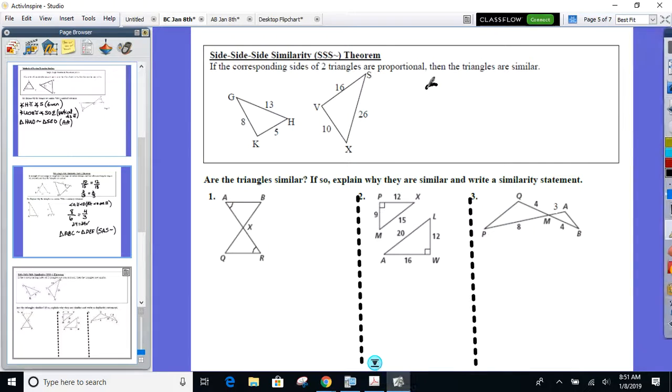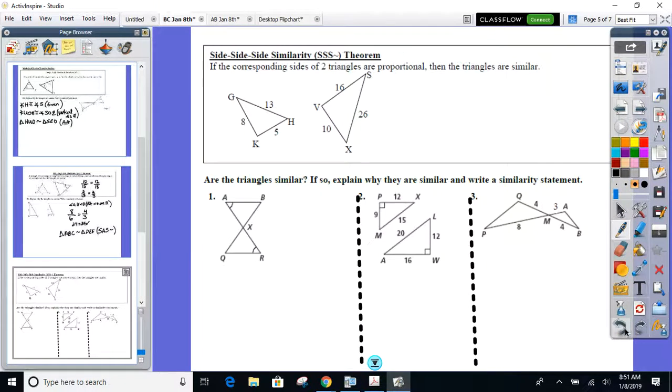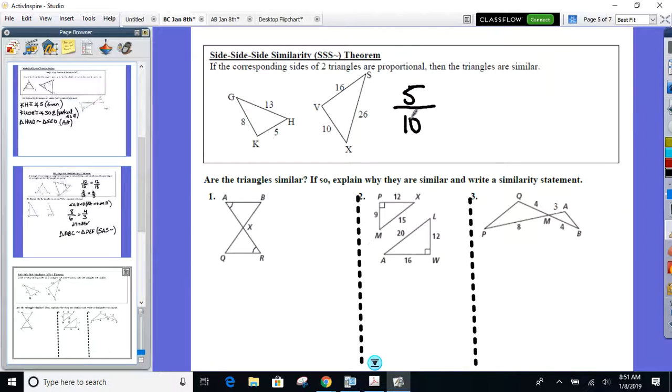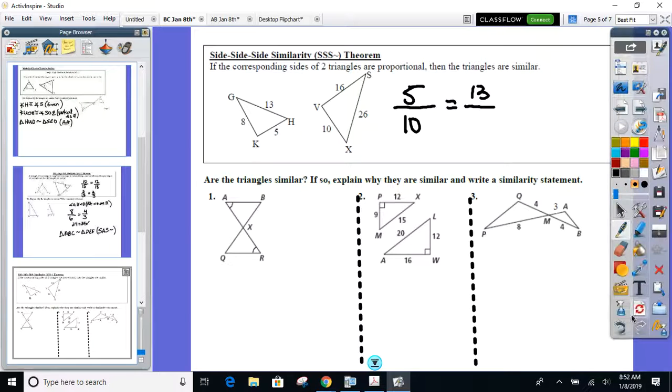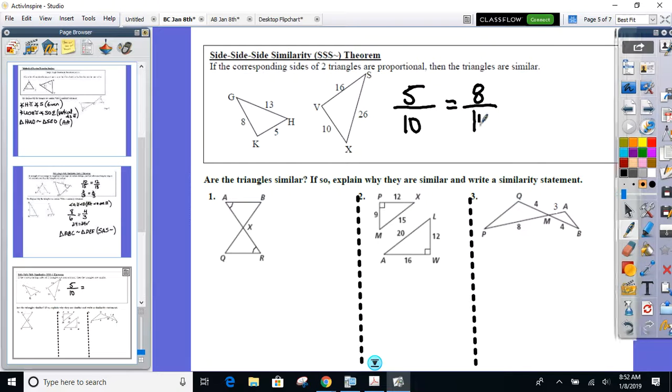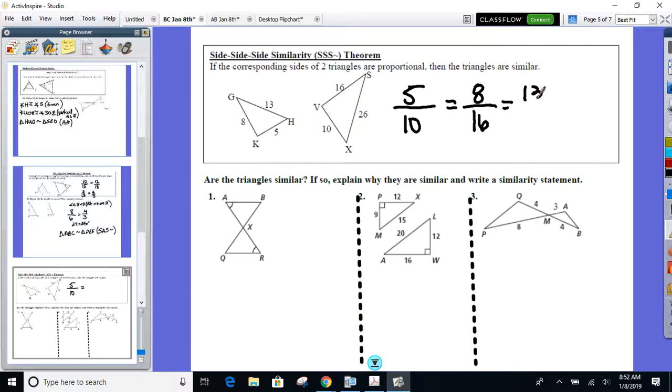Quickly on this one, I should start with the smallest one, right? 5 over 10, is that equal to 13 over, how about 8 over 16 and 13 over, and are all those in the same ratio? Yes, 1/2 to 1/2 to 1/2.